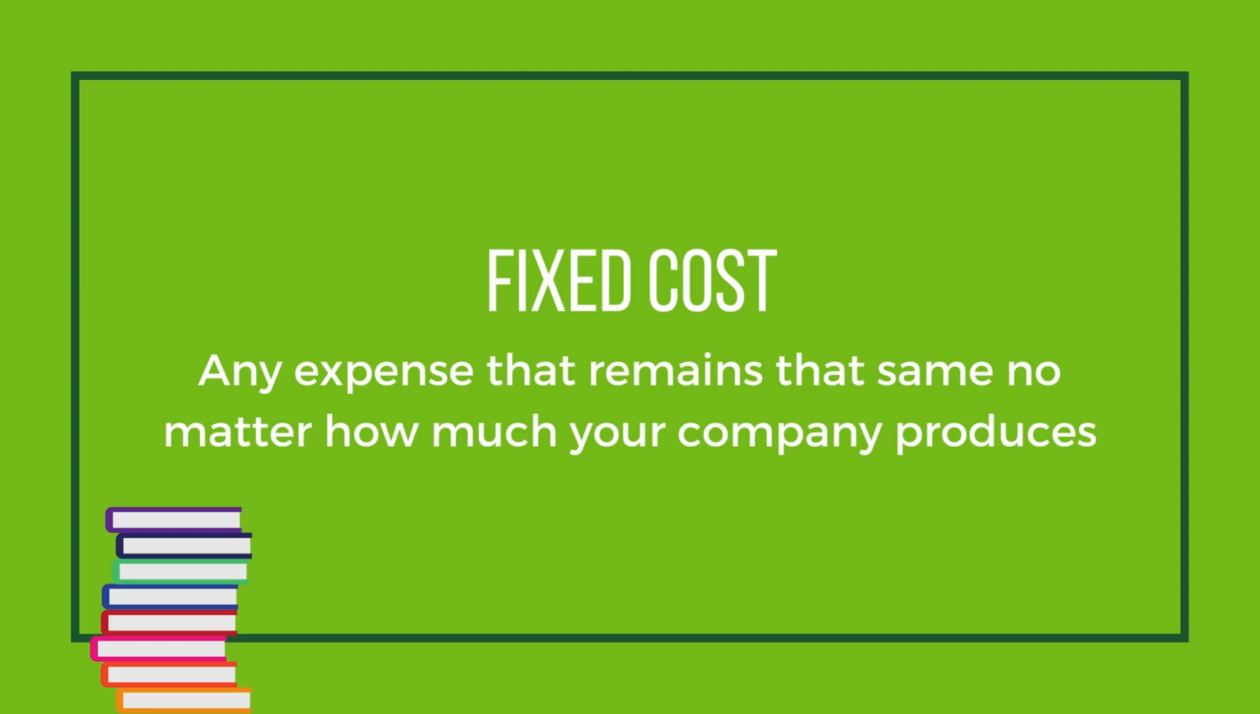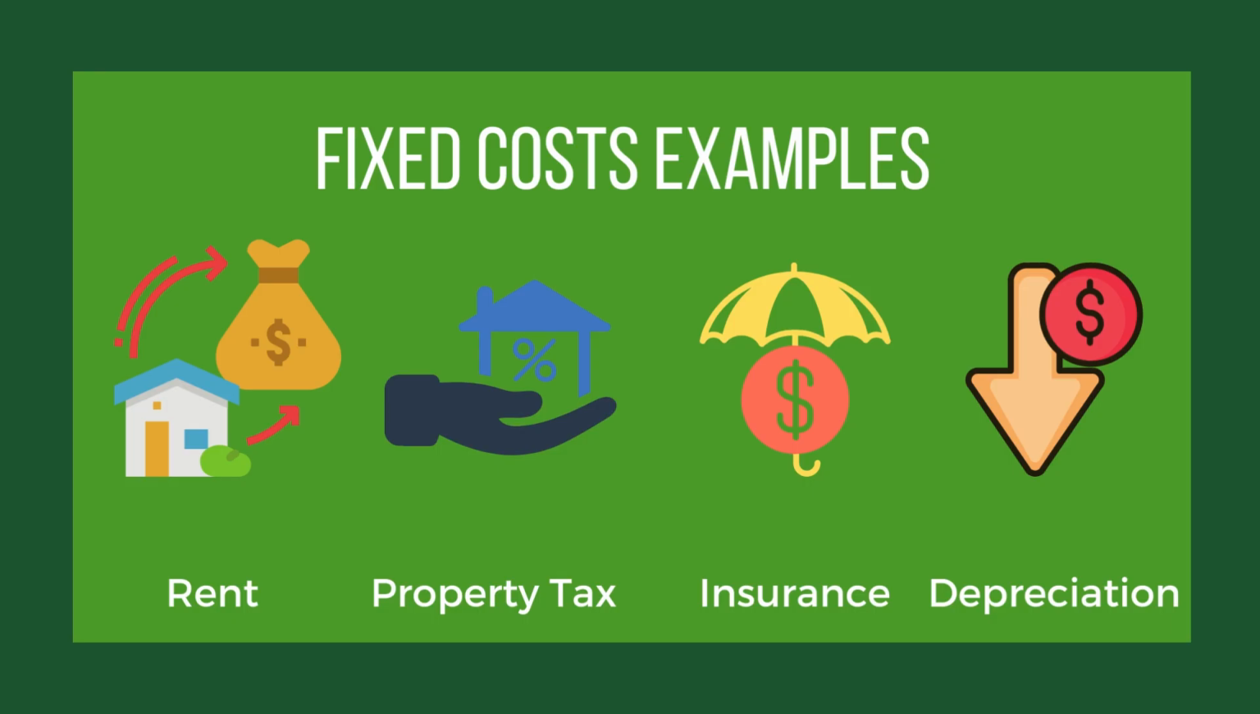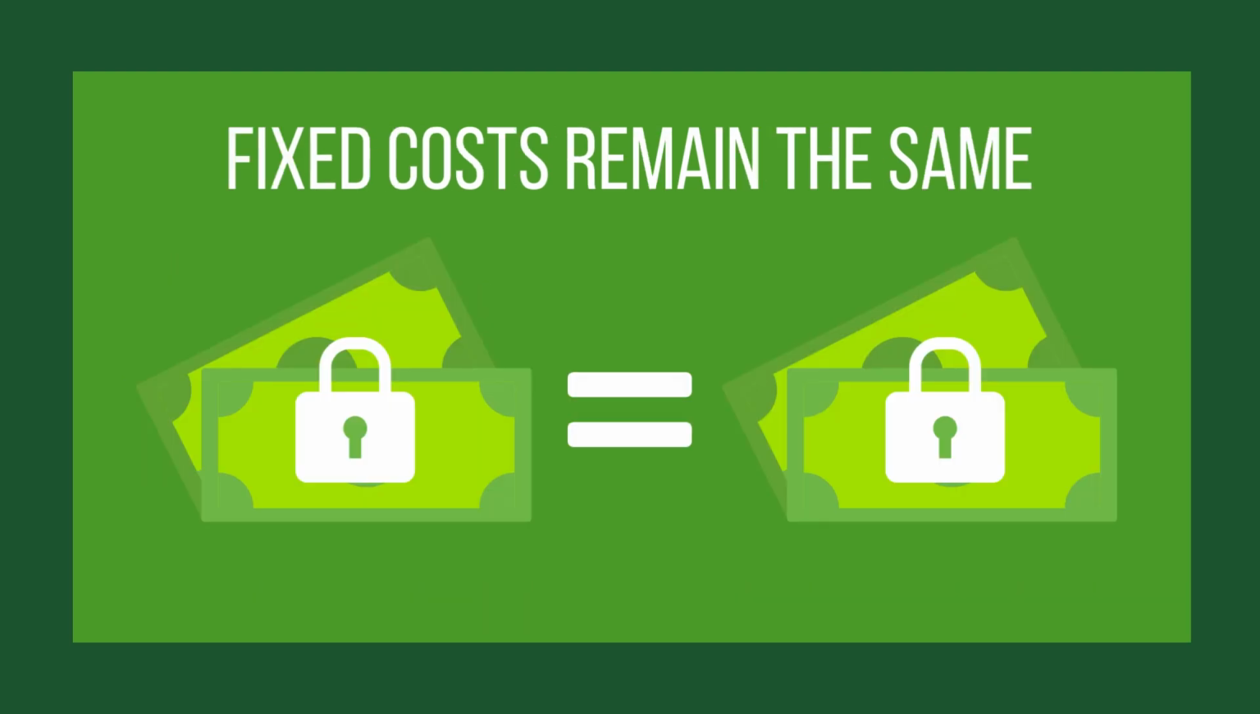A fixed cost is any expense that remains the same no matter how much your company produces. These costs are normally independent of our company's specific business activities and include things like rent, property tax, insurance, and depreciation. Because fixed costs remain the same, regardless of whether your product is being produced or not, your company cannot avoid fixed costs.